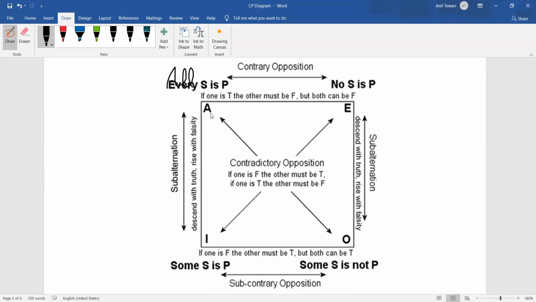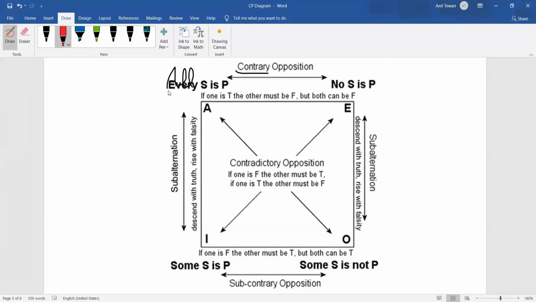So consider the relationship between A and E proposition. In logic, we say that the relationship between A and E proposition is contrary relationship. What is a contrary relationship? It is written here. Contrary relationship is that relationship in which the related propositions can be false together, but they cannot be true together. A and E can be false together, they cannot be true together.